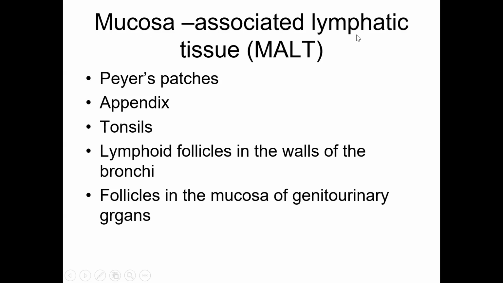So any of the lymphatic tissue associated with a mucous membrane is called MALT. Okay, so Peyer's patches is one. Diffuse lymphatic tissue can be another one. Okay, tonsils. Okay, follicles along the airway. All these are MALT, or can be called MALT. Okay, mucosa associated lymphatic tissue.